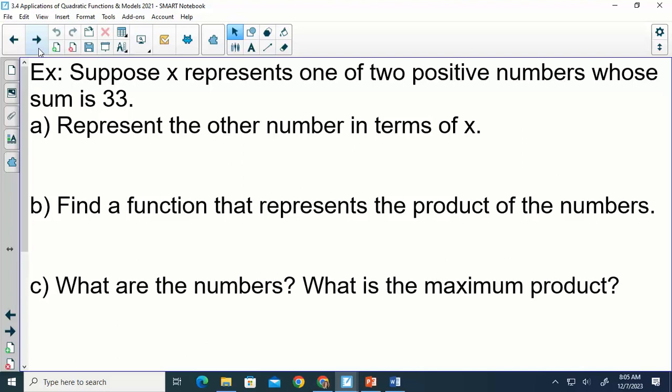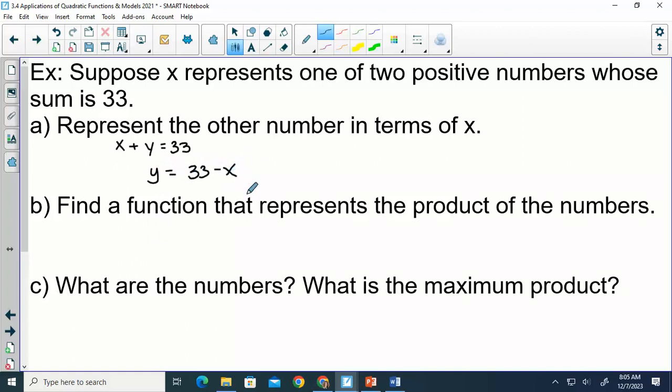Okay. We said sum, which means you do what? So we know x plus this other number, if we call it y, equals 33. I'm asking you what y is equal to. So what would y be? So if they add up to 33, one number is x, the other one is 33 minus x.